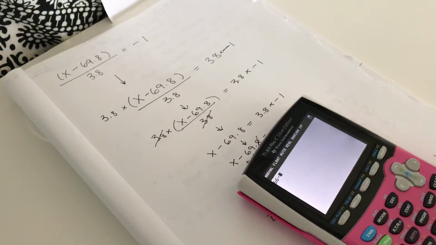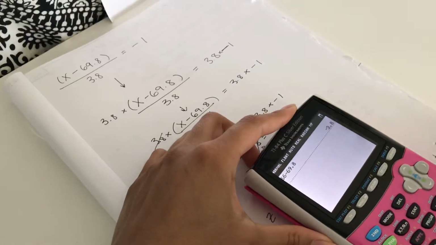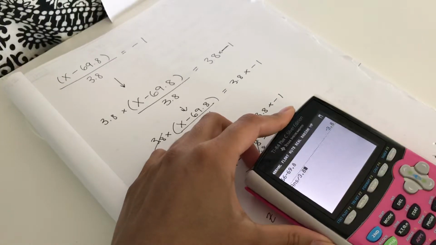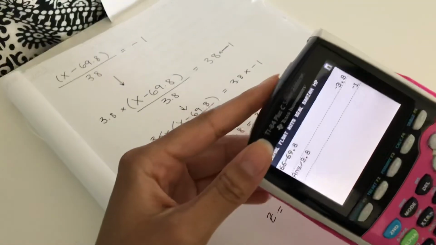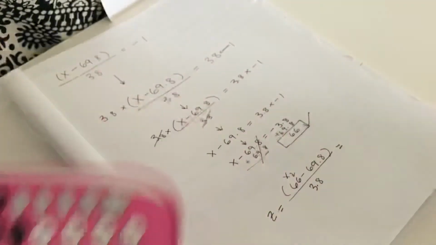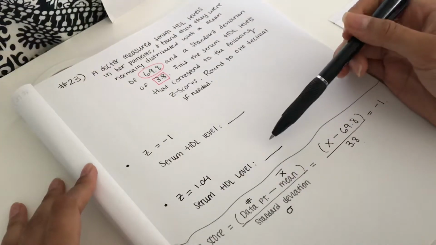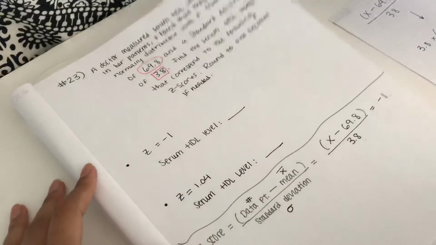66 minus 69.8 divided by 3.8 gives -1. And that is the z-score that we started with. And for the second part of the question, that is what you do again.